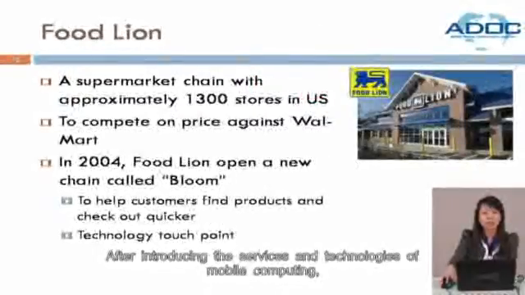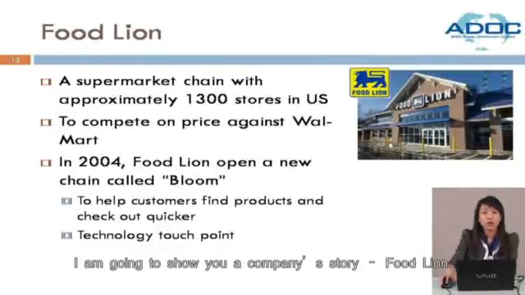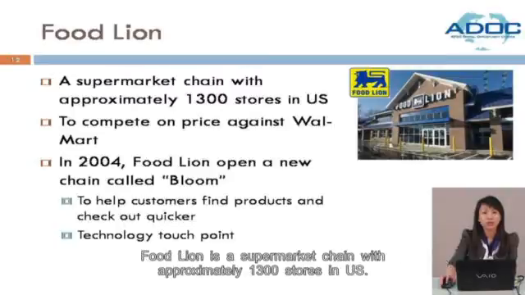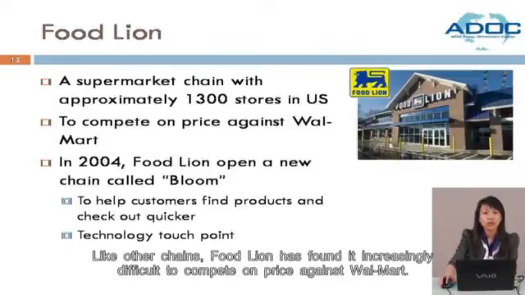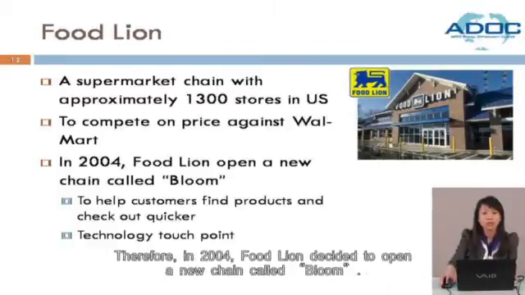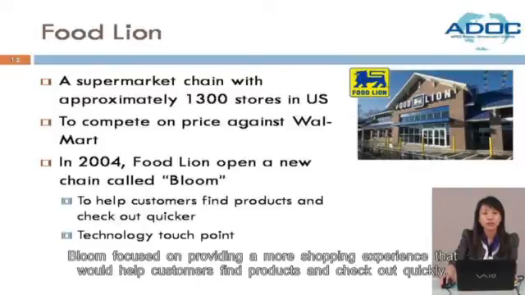After introducing the services and technologies of mobile computing, I'm going to show you a company's story, Food Lion. Food Lion is a supermarket chain with approximately 1,300 stores in the U.S. Like other chains, Food Lion has found it increasingly difficult to compete on price against Walmart. Therefore, in 2004, Food Lion decided to open a new chain called Bloom. Bloom focused on providing a better shopping experience that would help customers find products and check out quickly.